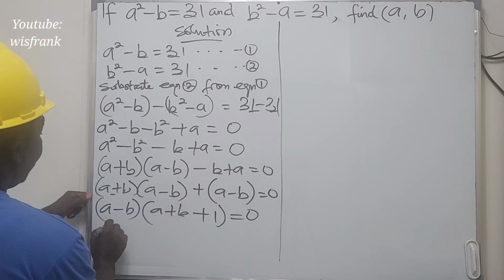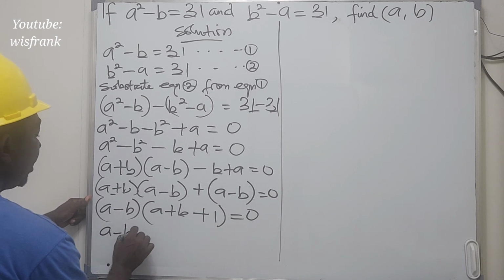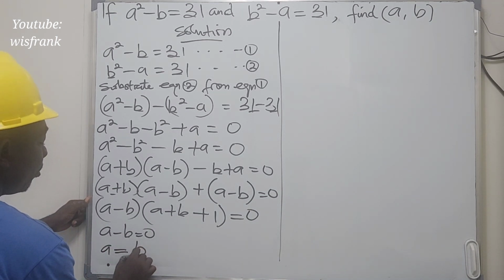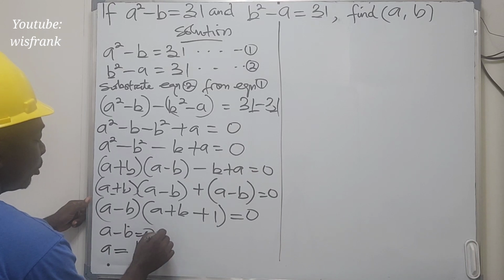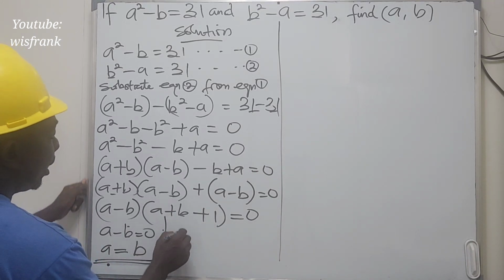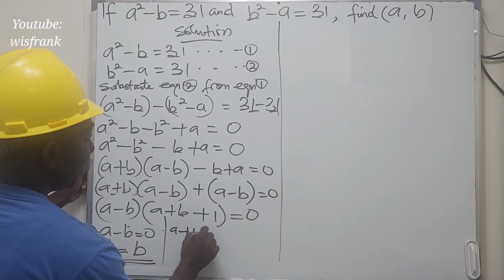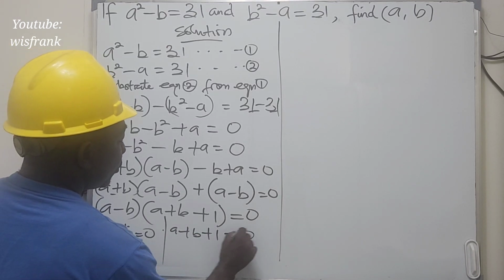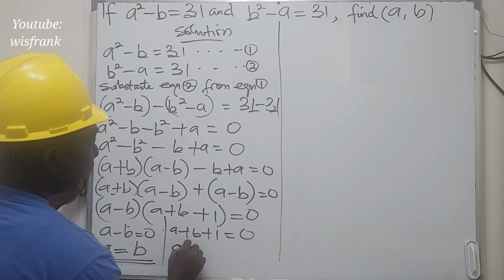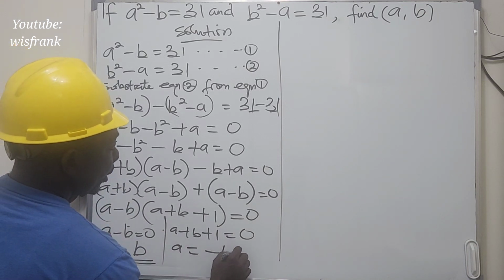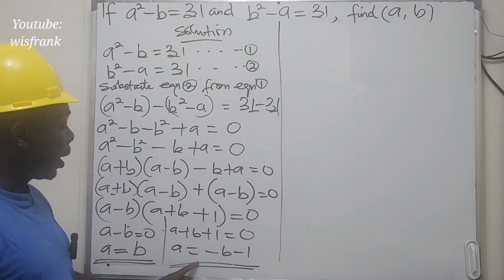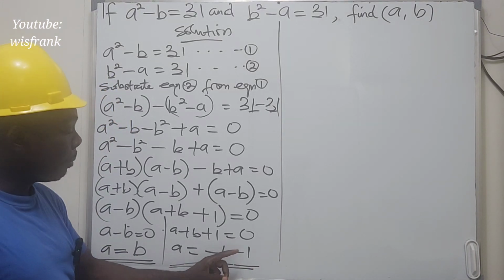So let's set the first one, which is a minus b, equals to 0. Therefore, our a will be equal to b, where minus b will transpose to the other side. We have the value of a as b. So the second one, we have a plus b plus 1 equals to 0. So in this situation, we have the value of a equals to minus b minus 1. So this is the value of a that we have, which is minus b minus 1.